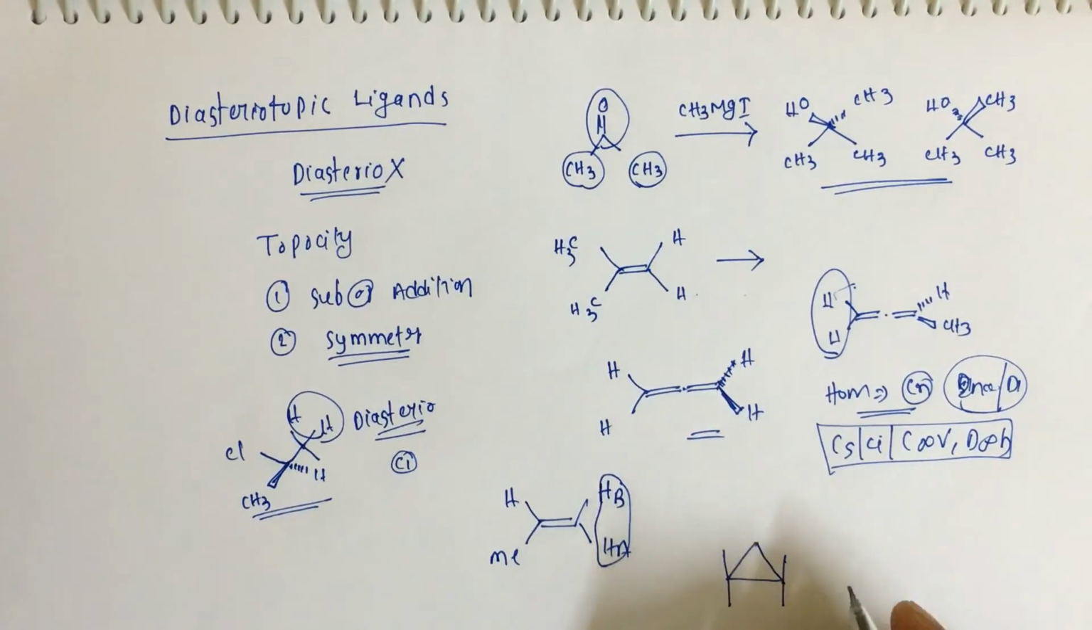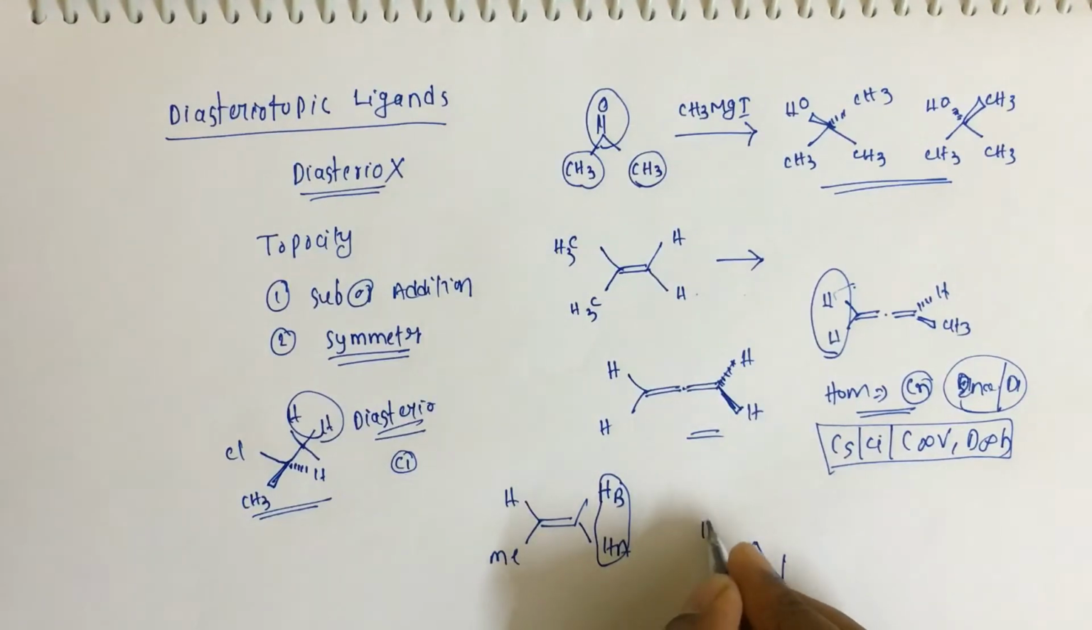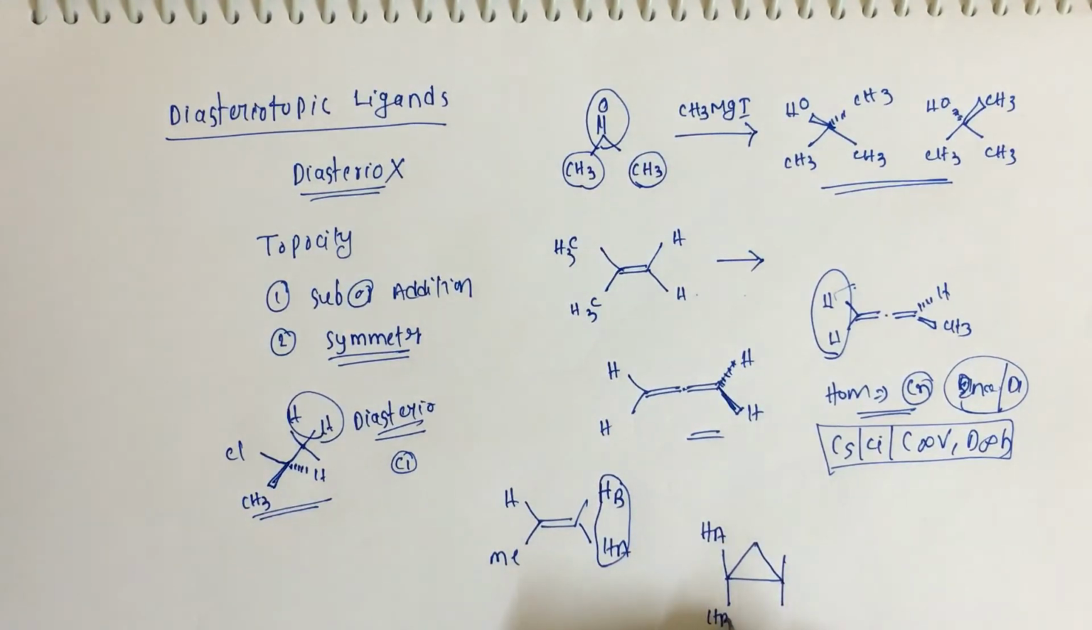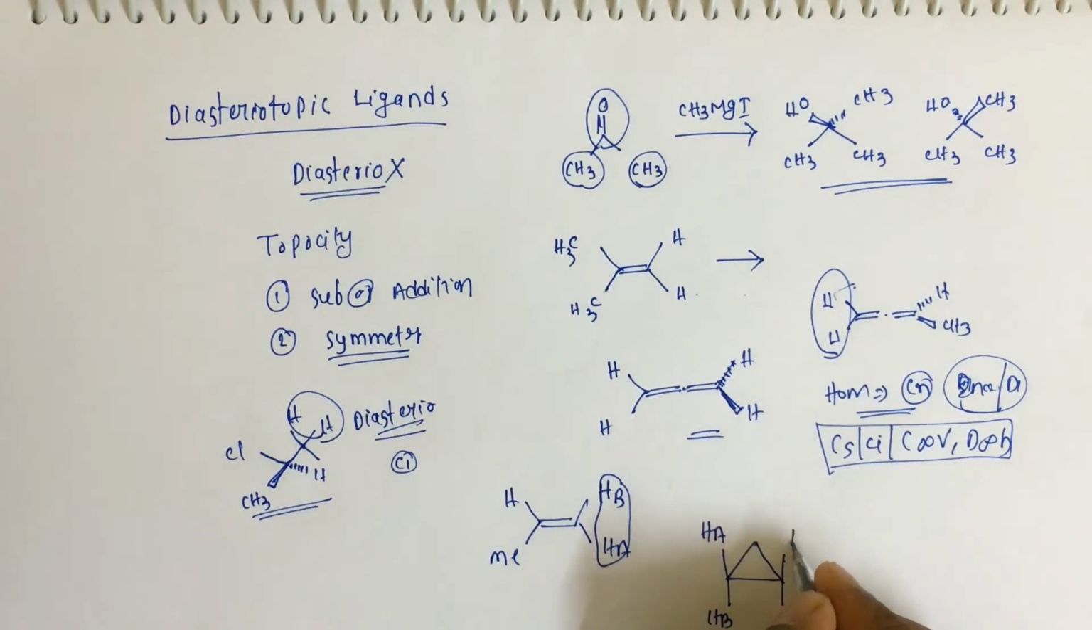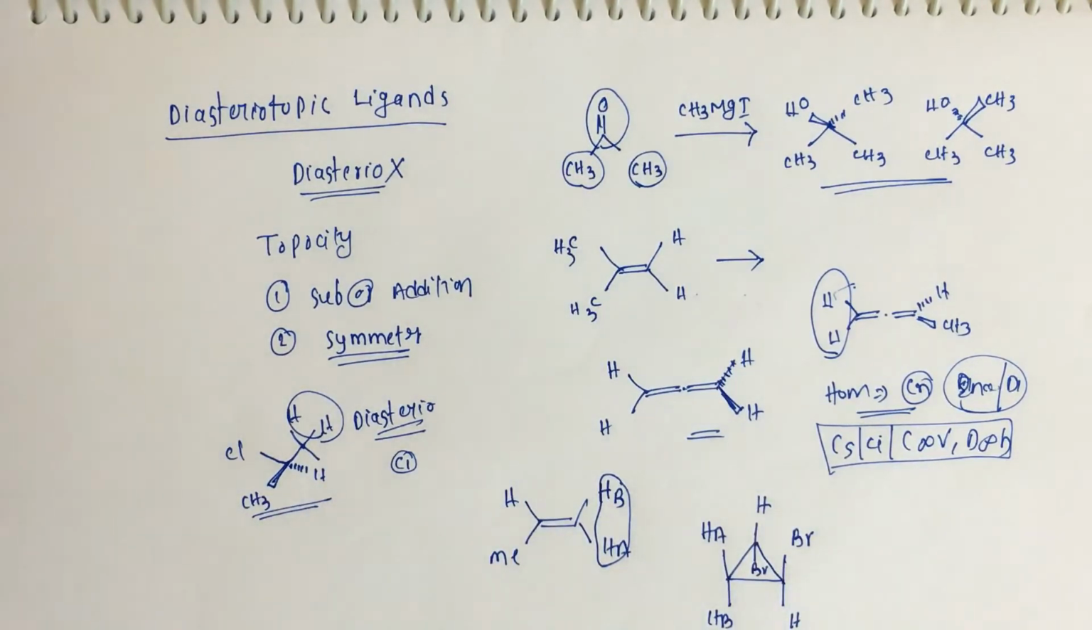So this kind of problem is very, very important. Here we have HA, HB, then Br, hydrogen and Br. I have so many problems like this in these compounds. So I will make one separate video only for problems on diastereotopic, enantiotopic and homotopic. As of now, I'm trying to explain what diastereotopic, enantiotopic and homotopic are.